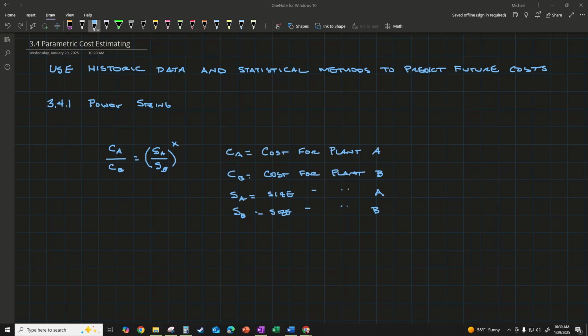So here, CA is the cost for plant A, if you're creating a new construction plant, manufacturing plant, or power plant or something like that, and CB is the cost for plant B. SA is the size of plant A relative to SB, the size of plant B. And X is the cost capacity factor. It reflects economies of scale, like the cost advantage when production increases in line with the increase in the number of goods.